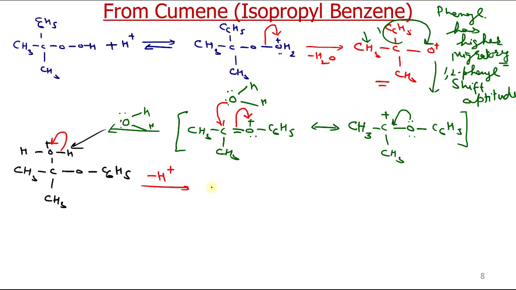Now let us see what we have got. CH3, COH, CH3, O, C6H5. Now, as you know, we have to produce this acetone and phenol. We just have to shift this hydrogen from this oxygen to this oxygen. Just that is pending. Let us see how that occurs.